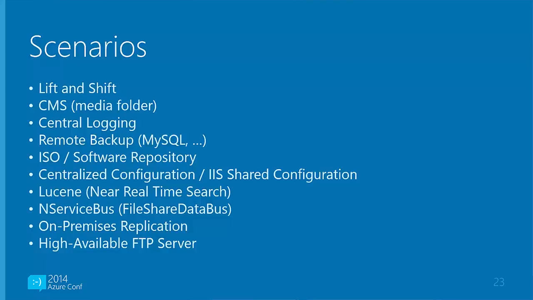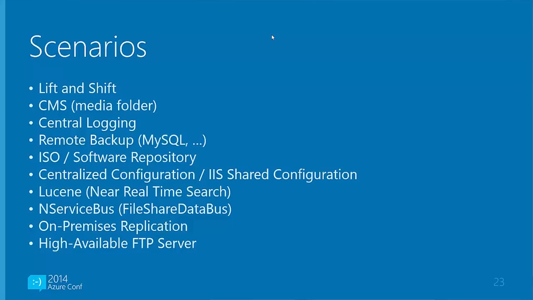Another interesting scenario is Lucene. An issue we often have today when building web and worker roles is that when we want to use Lucene, we will typically synchronize the Lucene index with our storage account and then with the other instances. Now, Azure Files again enables you to have a worker role instance updating the Lucene index, and then on the other side having web role instances reading from that index and querying it.